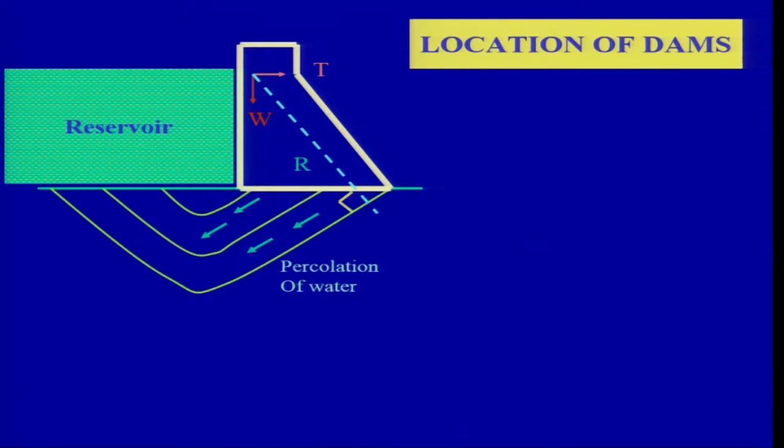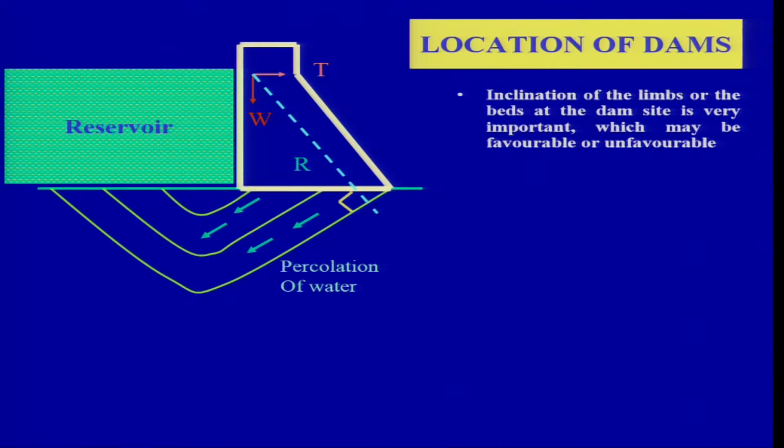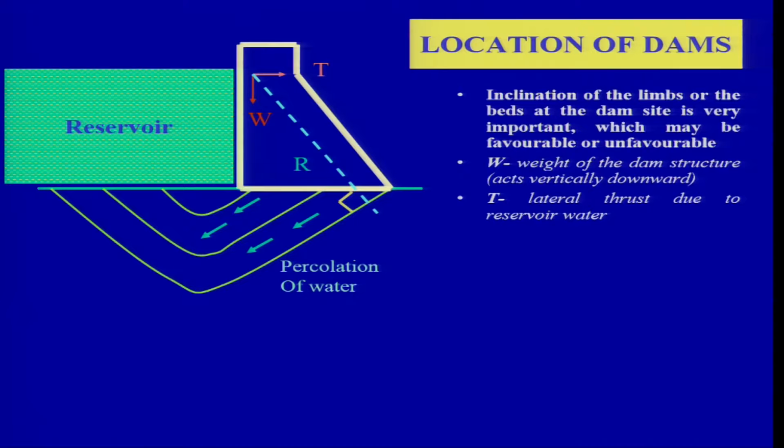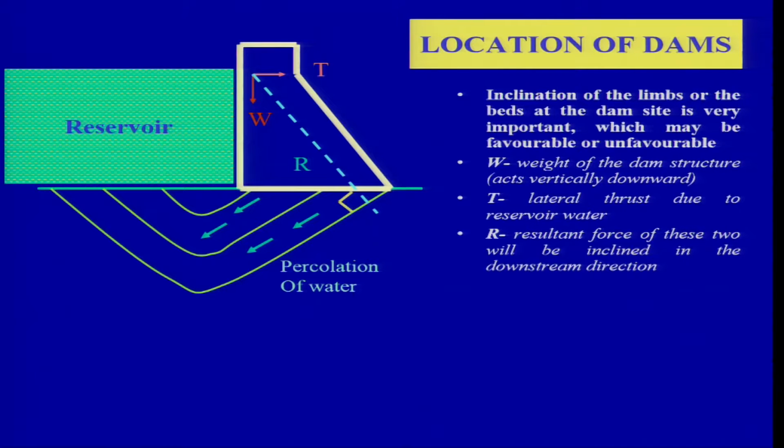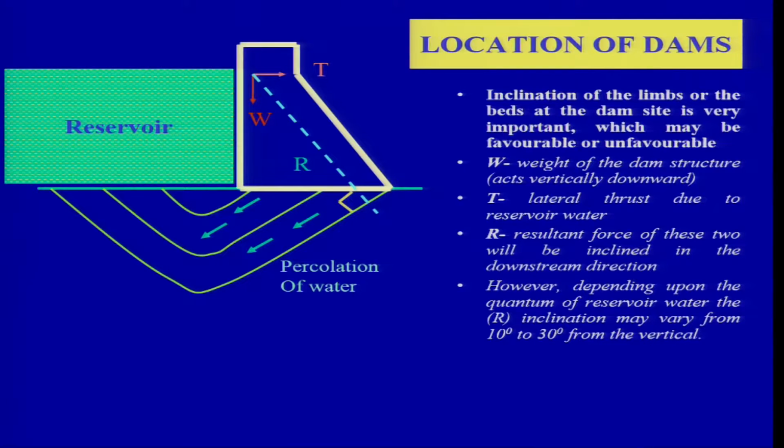And then the inclination of the limb will play an important role, which could result in favorable or unfavorable conditions. W is the weight of the dam structure, which is acting almost vertically downward, and T is your thrust due to the reservoir. These are the force vectors acting, and the resultant of that will be your R, which will be inclined to the strata in the downstream. Now, if you are having near to perpendicular, then it is almost good, or advisable, to take up the structure there.